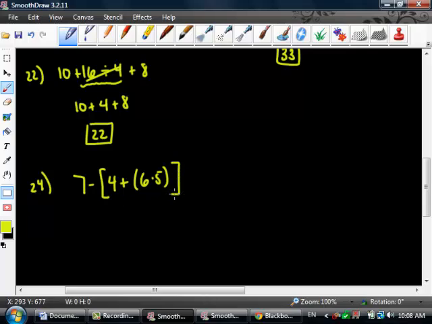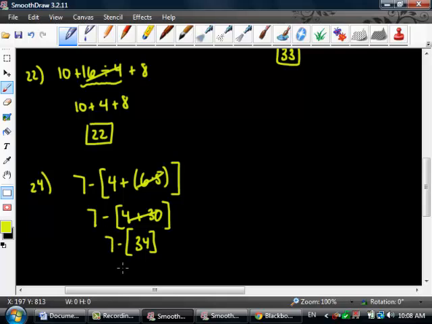Okay, number 24. They're upping the ante. They're giving you multiple brackets. When you have a situation of multiple brackets and parentheses, which set of parentheses do you handle first? Soph! The ones that are inside of it. Yeah, the innermost parentheses, right? Innermost parentheses. 6 times 5, that would be 30. And I'm going to bring down the 4 plus that. I'm going to keep the big brackets because I like them. You can change them if you want to. It's not a big deal. 4 plus 30 is 34.